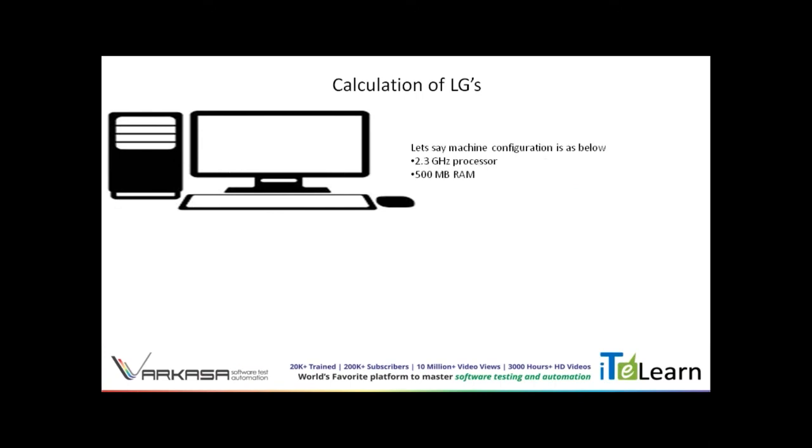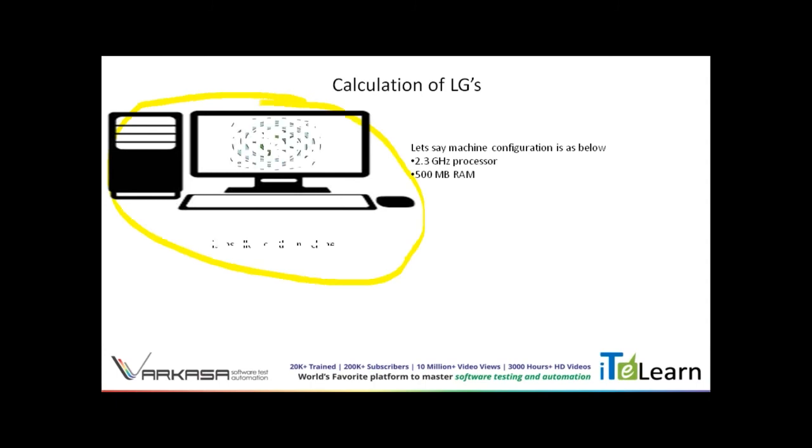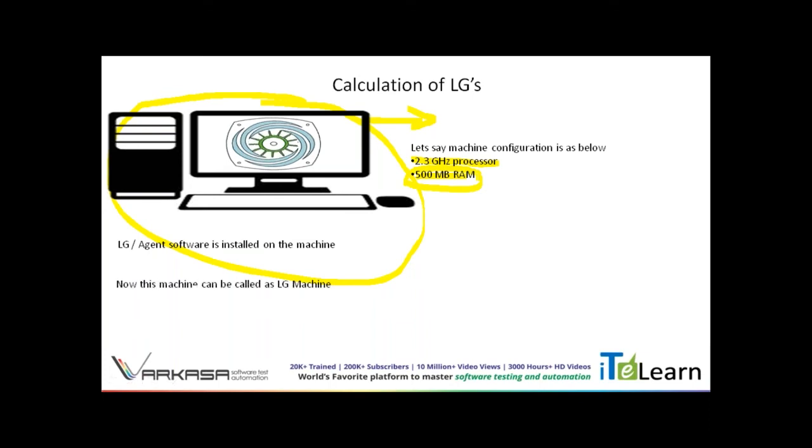Now, the calculation of LG machines. How do we know how many LG machines we need for my project? Let's say you have taken this machine, and on this machine you have installed the LG software. Now this became an LG machine. I've taken a desktop, and on that desktop you have installed the LG software, and that became my LG machine. And what is the configuration of it? Let's say a 2.3 gigahertz processor and 500 MB RAM. This is what I'm interested in. So now this machine is the LG machine.